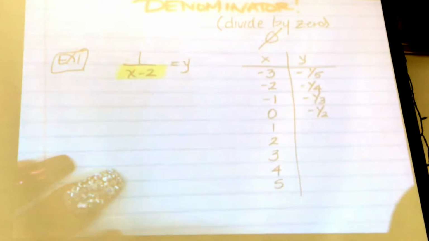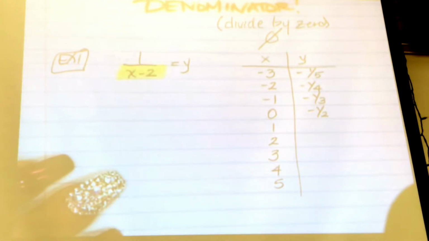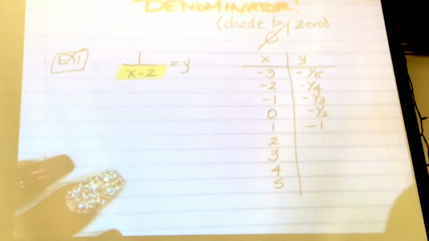Plug in a 0 here, 0 minus 2, that's -2, that's -1/2. Plug in a 1 here, 1 minus 2, that's -1. 1 divided by -1 is just -1. And look what happens when we plug in 2. What do we say the denominator is never allowed to be? 0. What happens when you plug in 2, though? You get 0. Well, what's 1 divided by 0? We call that undefined.